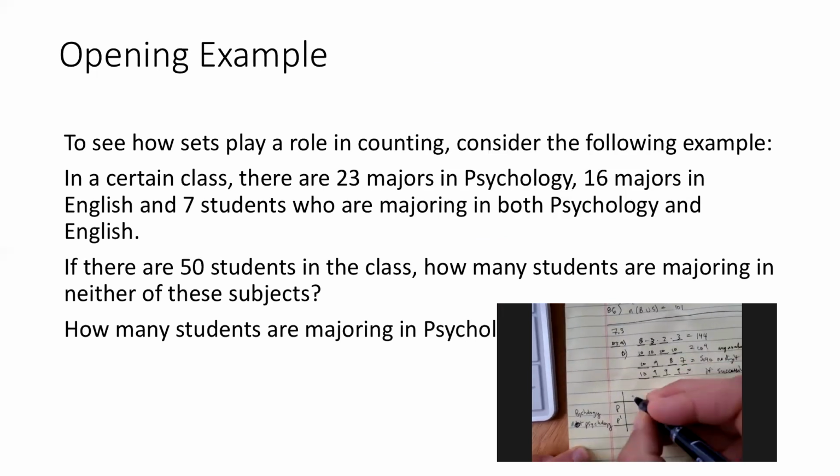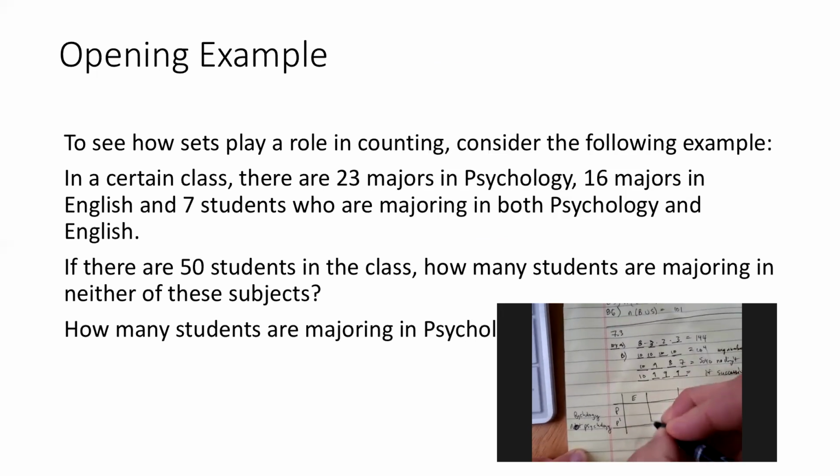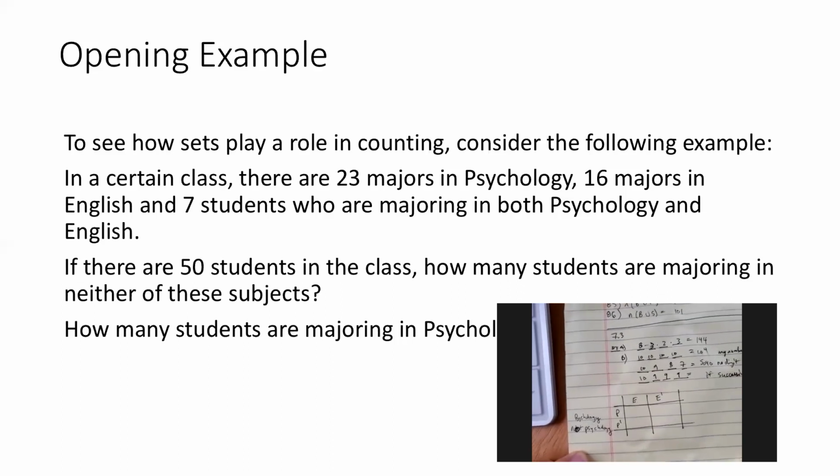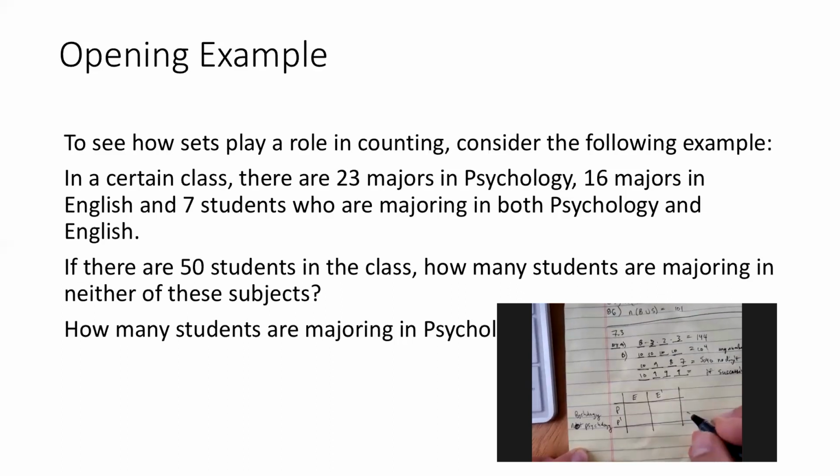And then up here, we'd have basically English and not English, okay? And so we would want to say this is the universal set, right? And so it should sum up to 50 is what we should know. So we can go that as well.